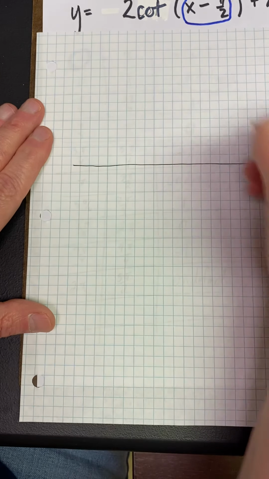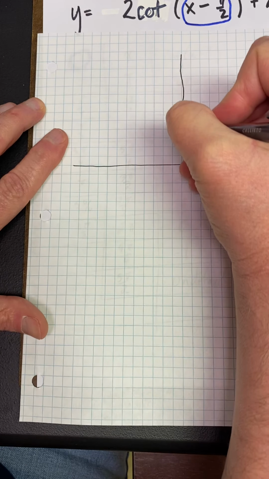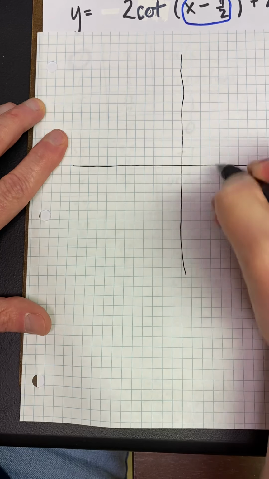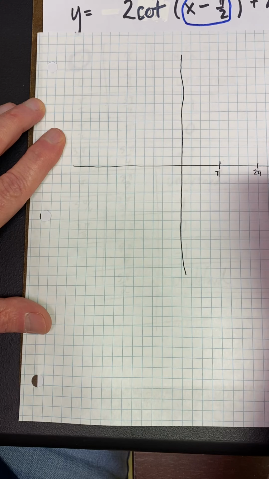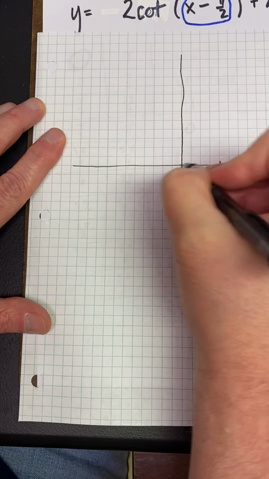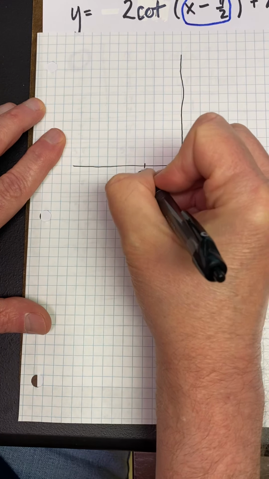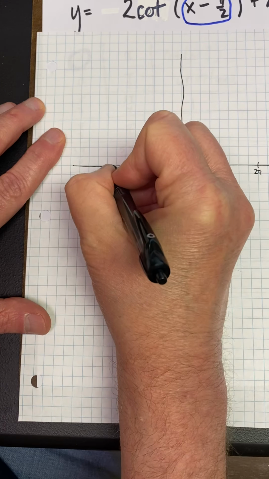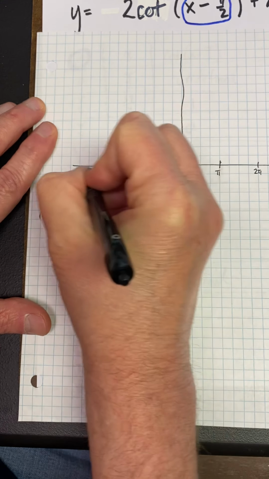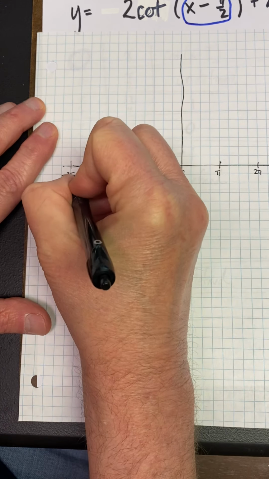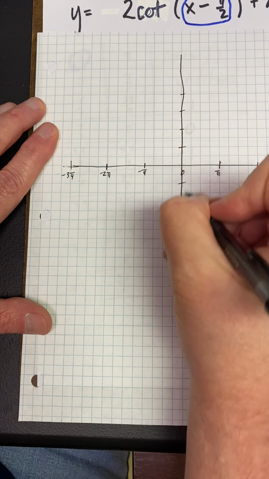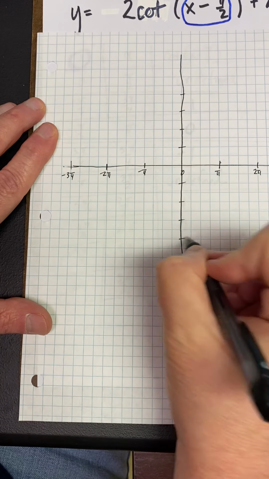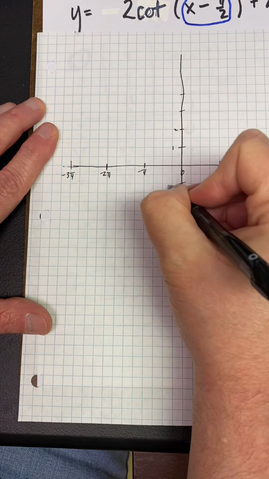Axes. Ooh, that was really bad. Okay. There's pi, 2 pi, 3 pi, 0, negative pi, negative 2 pi, negative 3 pi, and then I usually do my numbers like that. Okay, 1, 2, negative 1, negative 2.